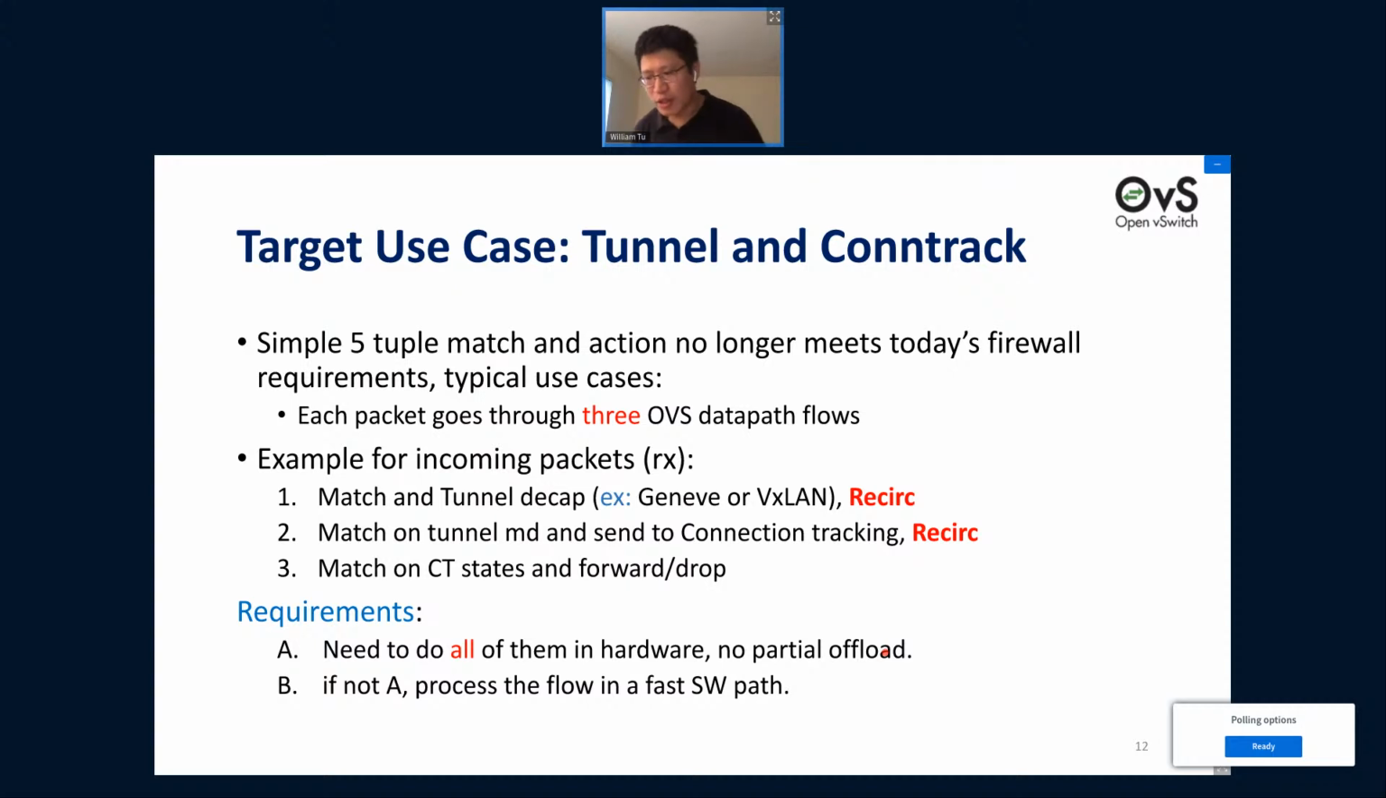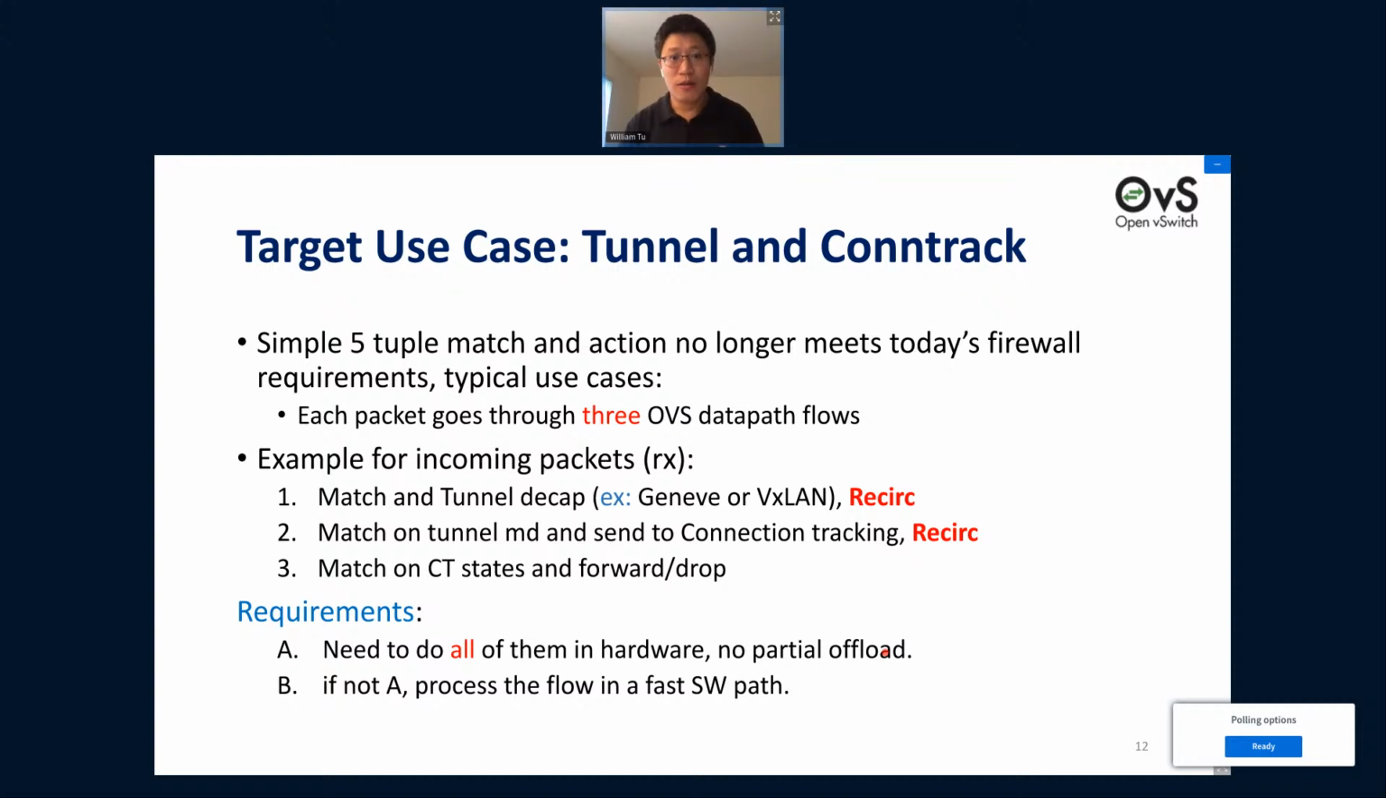Today both APIs already support some hardware flows, and OVS has some feature support to program them. But the target use cases we are thinking about are tunnel and connection tracking. Simply doing a 5-tuple match and action no longer meets today's firewall rules. Most of our use cases have to go through three OVS data path flows.